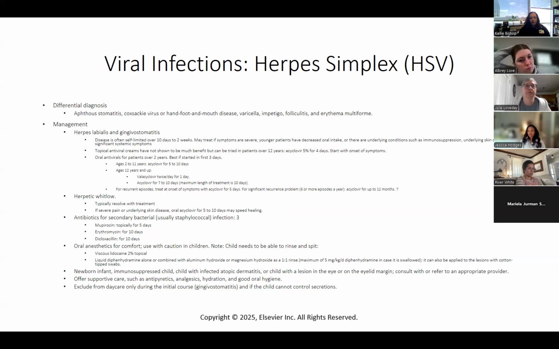Supportive care such as antipyretics, analgesics, hydration, good oral hygiene, and then they should stay home during the initial course if they can't control their secretions. Most kids don't really need to stay home from school for this, but if they're in daycare and they've got a mouthful of lesions and they're drooling everywhere, they should stay home because they're going to spread it.